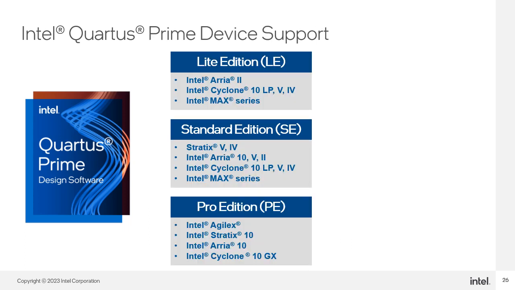To understand migrating between different versions of the software, it is important to understand the device support in each one. Device support for Intel Quartus Prime Lite Edition is listed here. Note that currently, Intel Arria 10 devices are supported in both the Standard and Pro editions. The Pro edition supports Cyclone 10 GX, Arria 10, Stratix 10, and Agilex series.